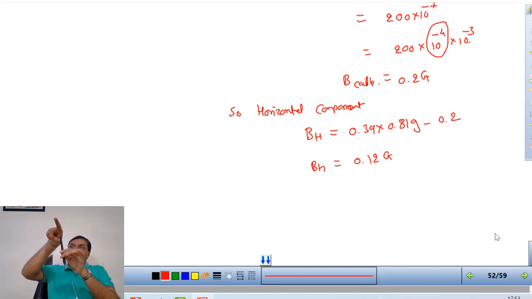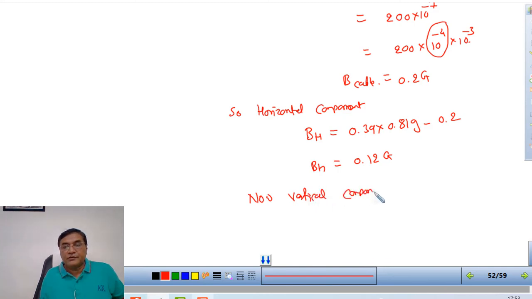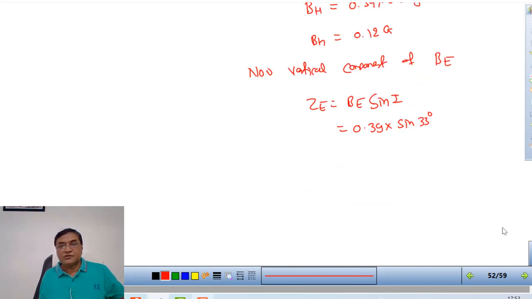And now you have two components, then the resultant is the square of this plus the square of this, then you take the square root. So you have to think a little. Okay. Now the vertical component of BE, that is called ZE, is equal to BE sin I. So 0.39 into sin 35 degrees. I have to see how much that comes to. So that will be 0.22 Gauss.